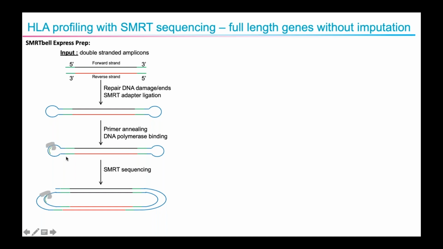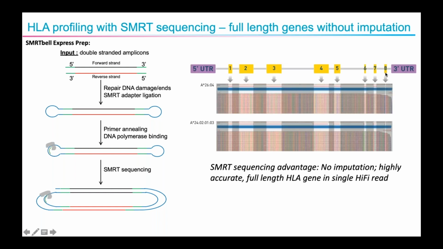Once those libraries are generated, a sequencing primer is annealed to the SMRTbell, and then a polymerase is bound and sequencing commences. The advantage of long-read sequencing, of course, is that you go around a smaller amplicon multiple times, which allows you to collapse these reads to generate a highly accurate intramolecular consensus or HiFi read. And when you map these HiFi reads to the full-length sequence of the HLA molecules, you get coverage that allows you to phase the two alleles at each position within an individual without imputation or bioinformatic reconstruction.